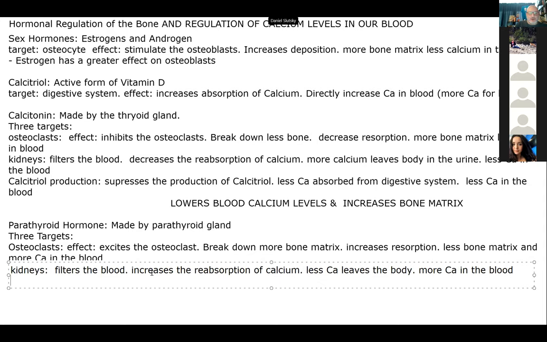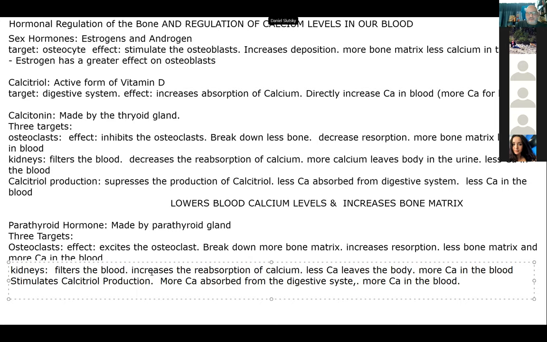And lastly, parathyroid hormone stimulates calcitriol production. That means we get more calcium absorbed from the digestive system, and of course, that means it raises more calcium in the blood. So again, notice all of these factors together. They work together to raise calcium levels in the blood. And unfortunately, the downside of that is that it decreases bone matrix, weakening the bones. Yeah, it is, but such is life.